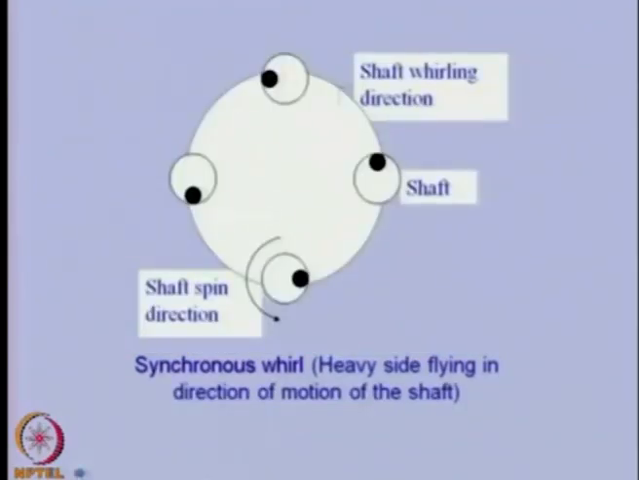This is another kind of motion, at the critical speed. At critical speed, the heavy side will be in the direction of motion, so it will be tangent to the orbit motion, and as we know, at critical speed large oscillations take place and the response increases with time, and this is a dangerous situation.